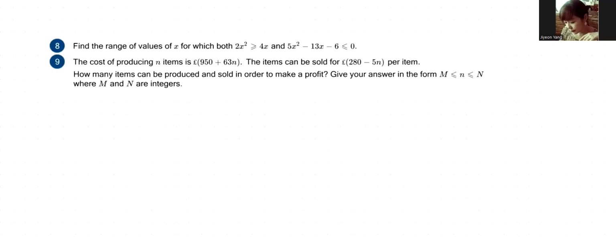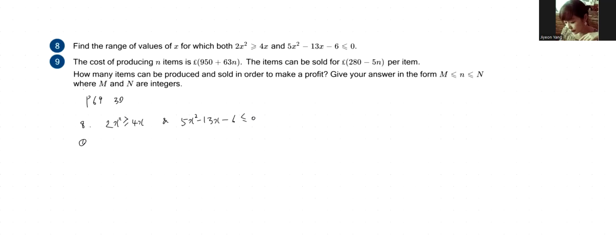Okay, hello students. I'm going to explain how to solve question number 8. It's page 69, exercise 3D. So question number 8: find the range of values of x for which both 2x squared is greater than or equal to 4x and 5x squared minus 13x minus 6 is less than or equal to 0. We need to find the range of x which satisfies both inequalities.